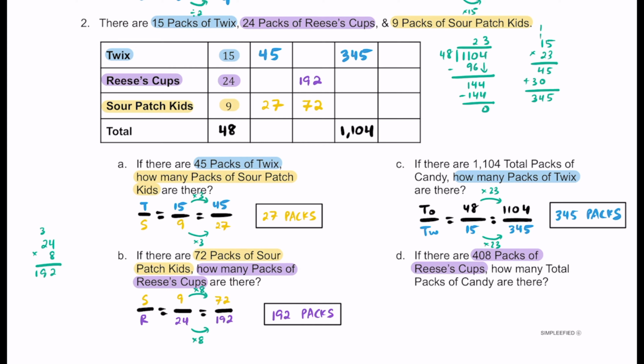And finally, for this number 2, we have part D, where we have 408 packs of Reese's Cups. So I'm going to go ahead and put that 408 where the Reese's Cups are. And the question is how many total packs of candy there would be.